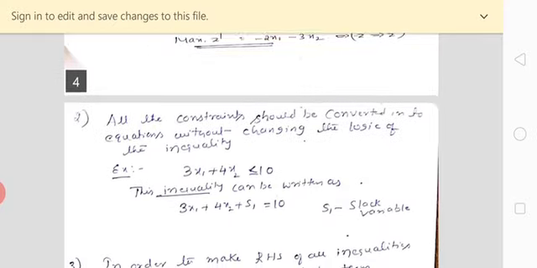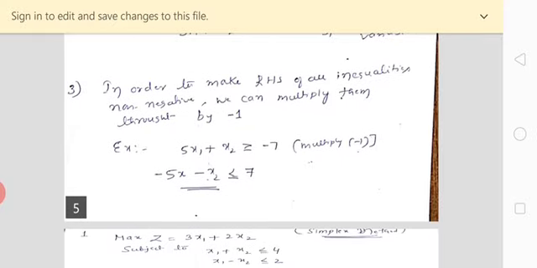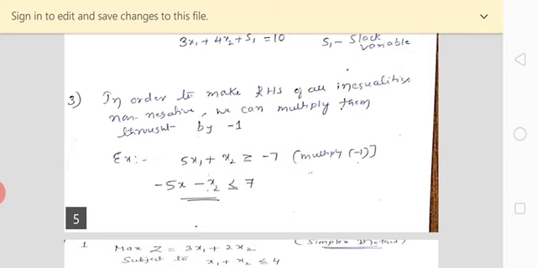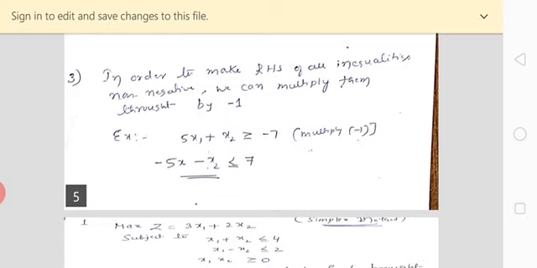Just look here, we have done that also. In this case, 5x1 plus x2 greater than equal to -7 is there. This RHS should be positive now. In order to make that positive, I need to multiply by -1. If you multiply by -1, it becomes -5x1 minus x2 less than equal to 7. Now it has become 7. These are the things we need to remember, and we need to convert our LPP problem into standard form for solving using the simplex method.